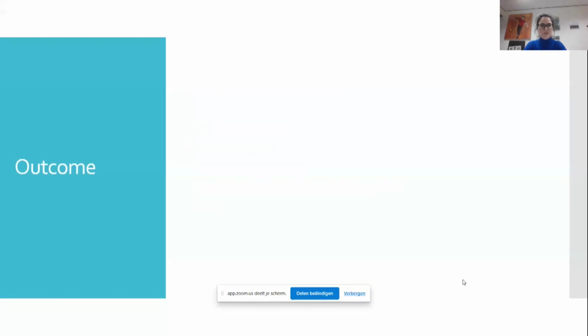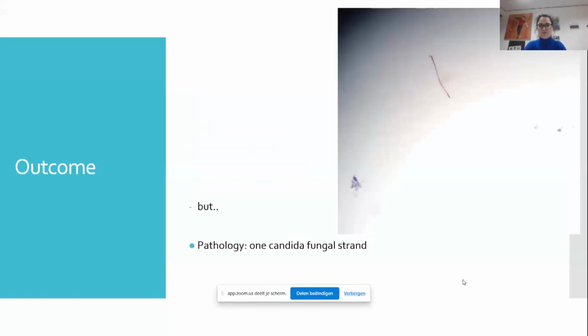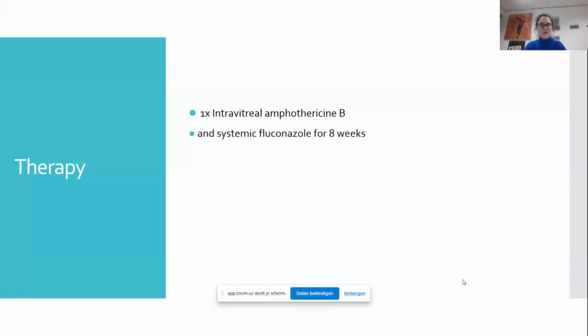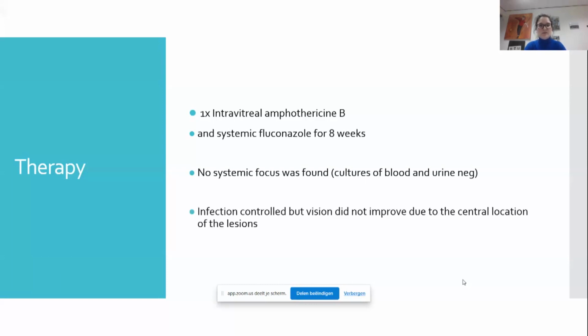But in the piece we collected and sent to the pathologist, we saw one Candida strain, as you can see here. So we started therapy. We performed one intravitreal amphotericin B injection and started systemic fluconazole for 8 weeks. We did that because we searched for a systemic focus, but we didn't find any. Cultures of the blood and also the urine were negative.